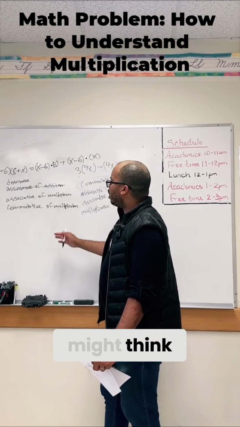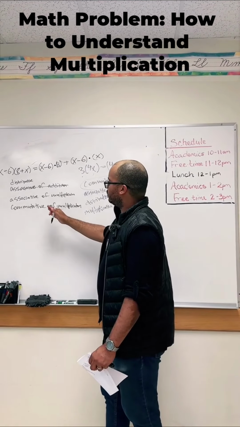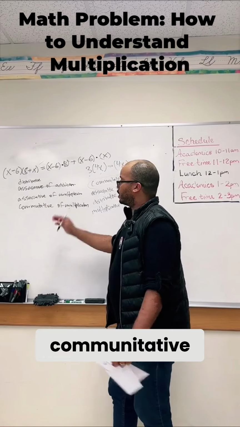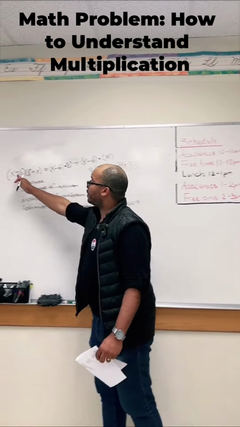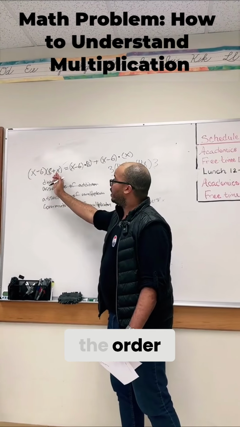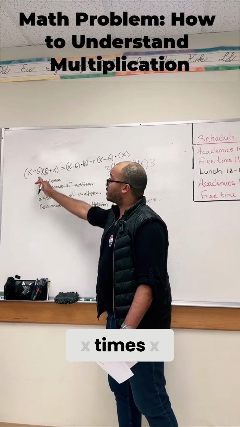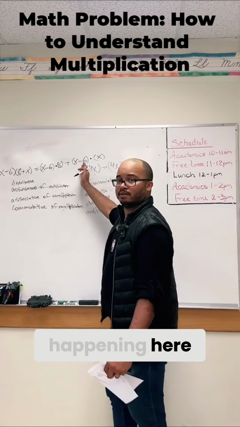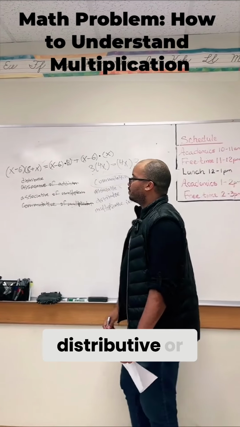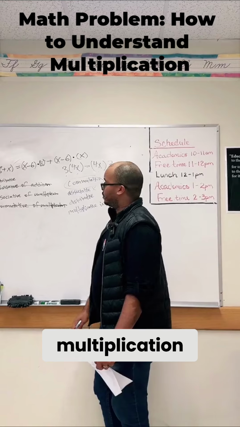And then you might think, oh, okay, maybe it's commutative, because you change the order. But if I change the order, the only thing that makes sense would be 8 plus x times x minus 6. Is that what's happening here? You can see it's not. So it's either distributive or associative of multiplication.